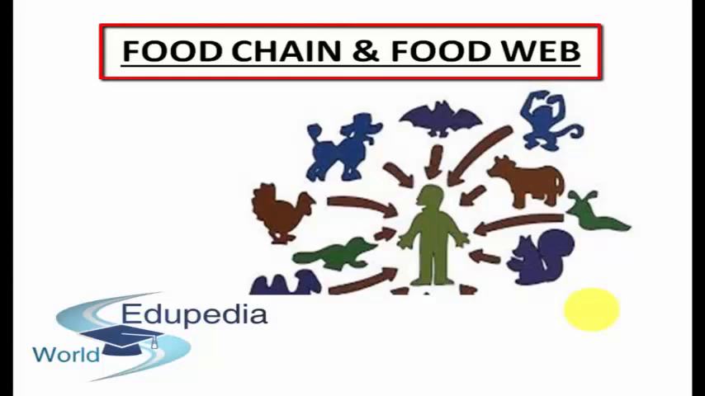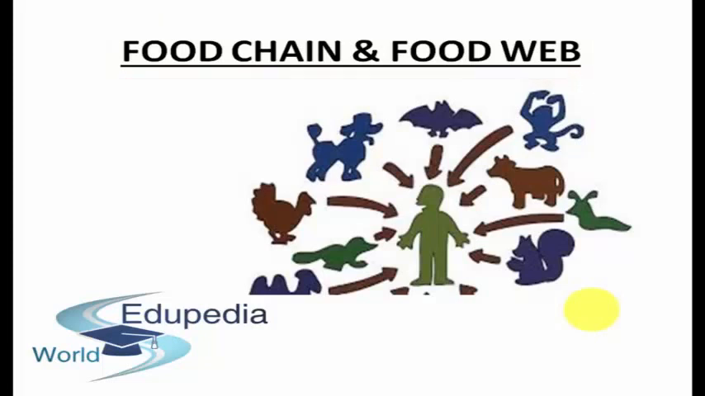So in the previous video, we spoke about producers, consumers, and decomposers, and how these three are interconnected with each other. We also talked about some of the abiotic components and the interaction between the biotic as well as the abiotic components in a particular ecosystem. So in this chapter, we are going to talk about food chains and food webs and how the energy is transferred in a food chain or a food web.